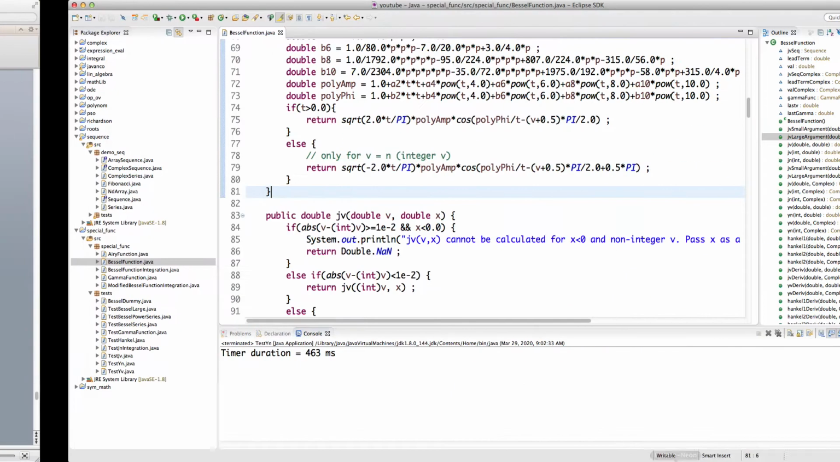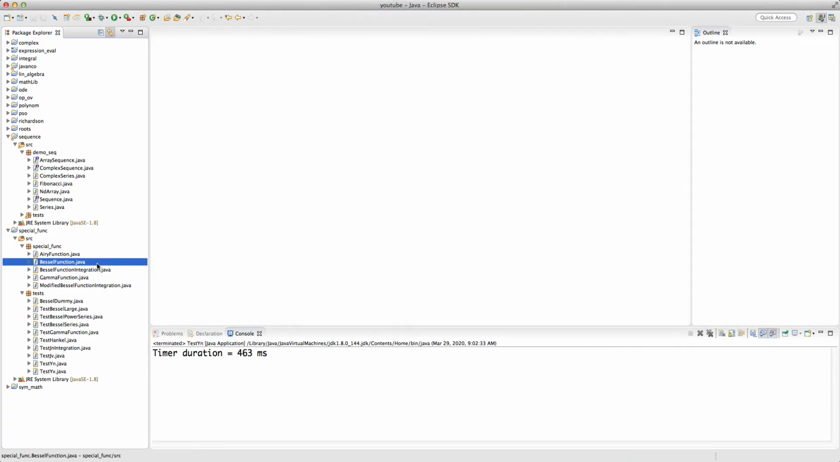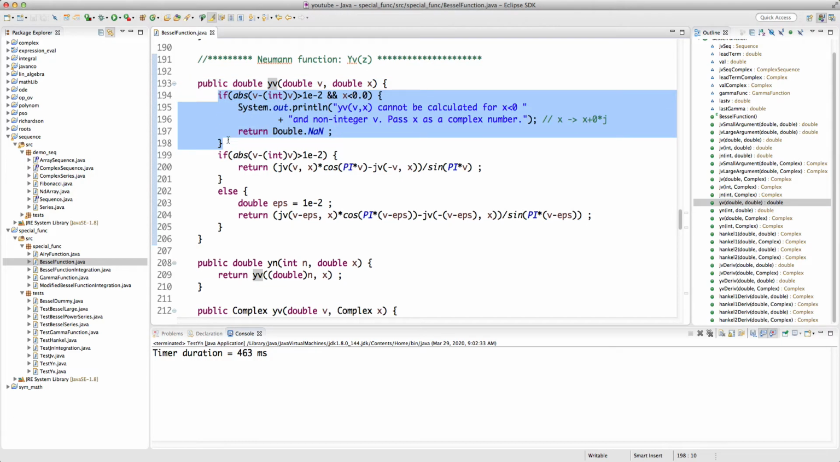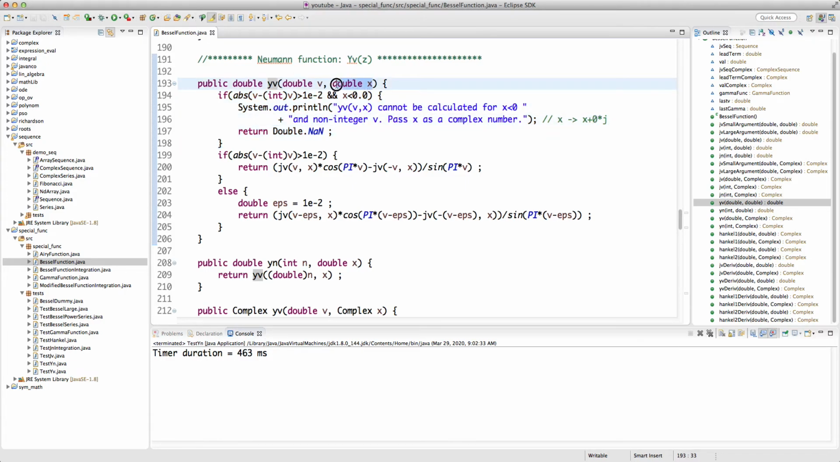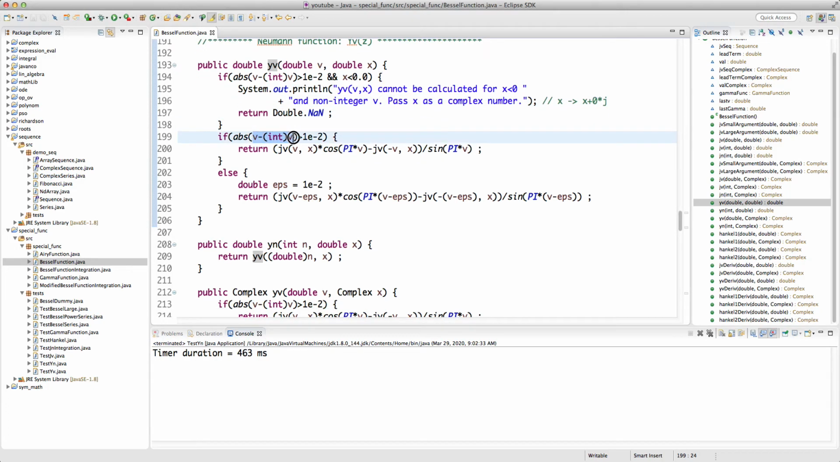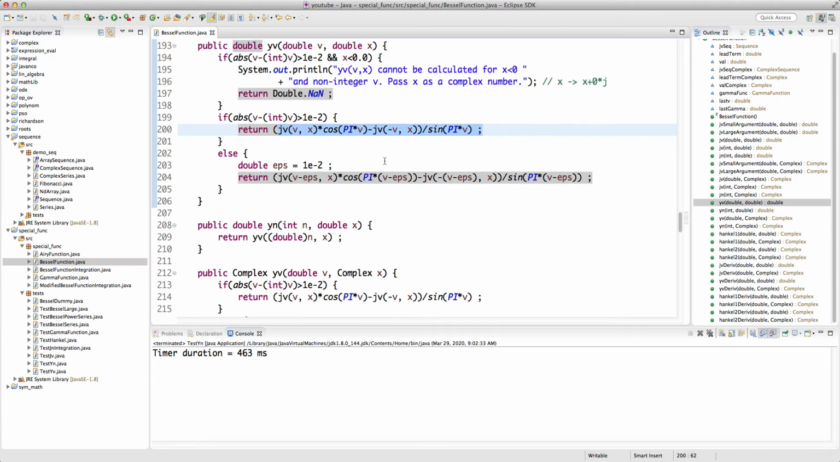So let's head to Eclipse. In the Bessel function class, I have this Ynu, and the thing was that the Bessel function for small arguments could not return a double value when x was negative and nu was non-integer, because the result becomes complex. That's why I'm checking: if nu is non-integer and x is negative, we have to go to the complex implementation. That's why I'm saying that Ynu cannot be calculated past x as a complex number. But if nu is non-integer, I'm calculating this relation. If nu is an integer, then I'm calculating this relation.